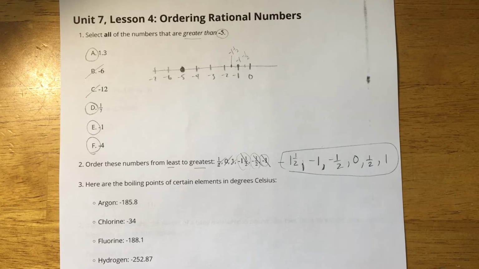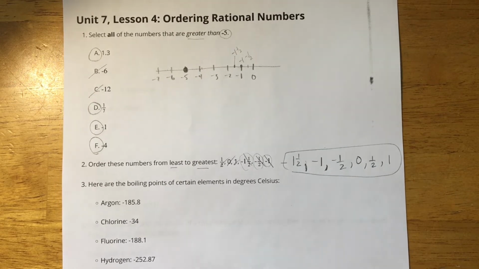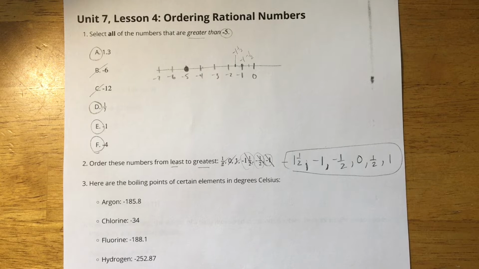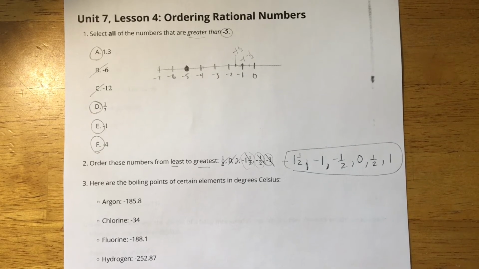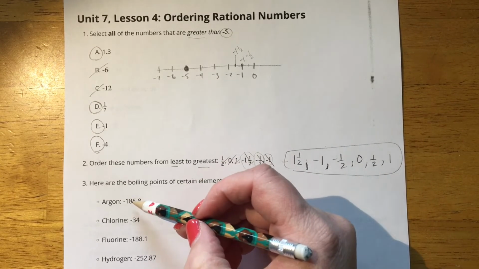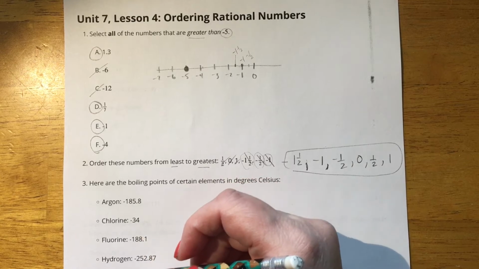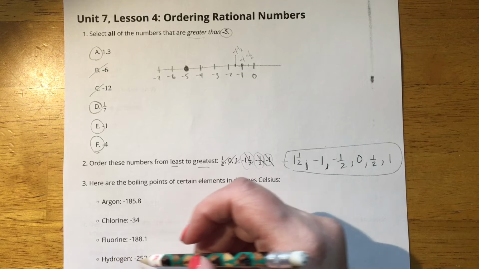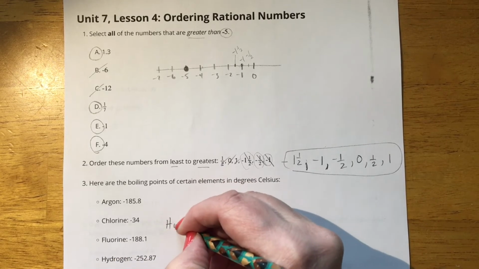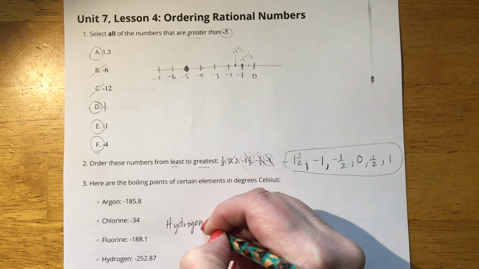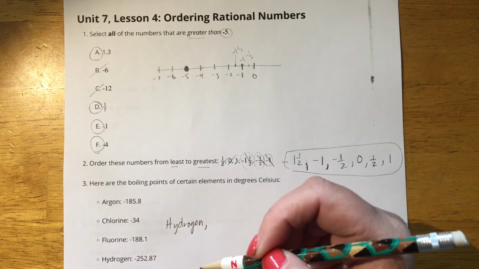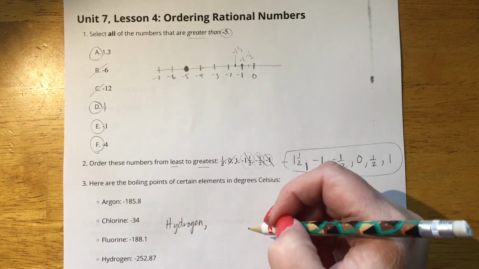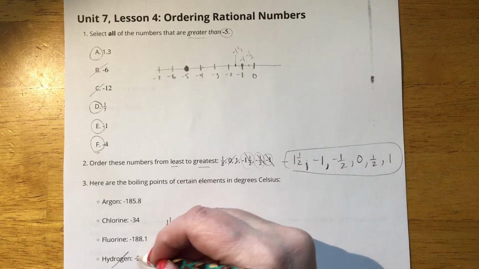Number 3. Here are the boiling points of certain elements in degrees Celsius. List the elements from least to greatest boiling points. All right, here we go again. Least to greatest. So we're looking for the biggest negative number. I notice that all of these are negative. So which one's the biggest negative number? Hydrogen. So hydrogen comes first. We're listing the elements, by the way, not the actual numbers. We're listing the elements. So hydrogen is first. It's the biggest negative number.